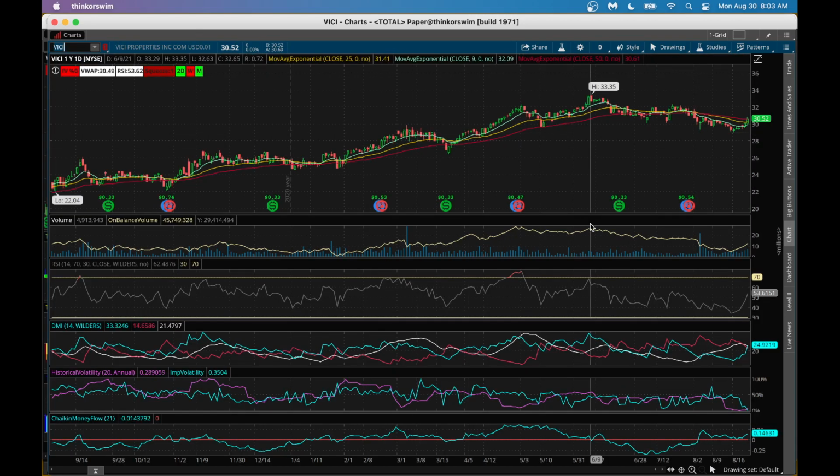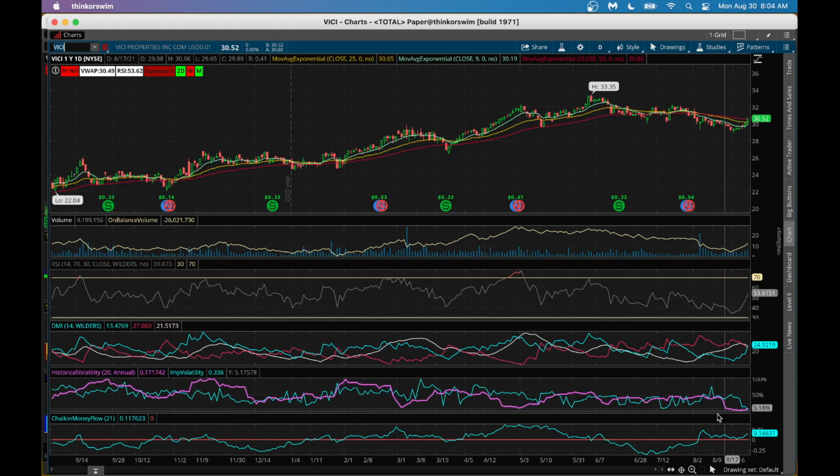So VC Properties, as you can see here, nice looking chart. Stock is trying to go up. Volume is also nice. On-balance volume wants to go up. RSI is 53, still has room to run. And look here, DMI is showing there is a bullish crossover. The blue line wants to cross over the red line. That's a good bullish crossover here.